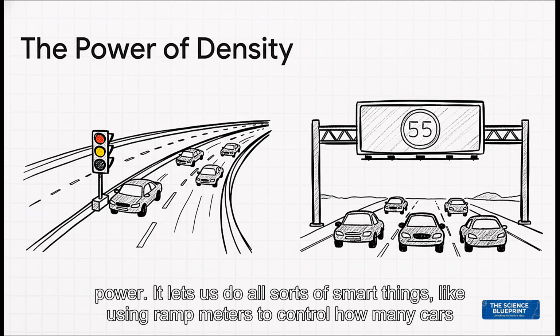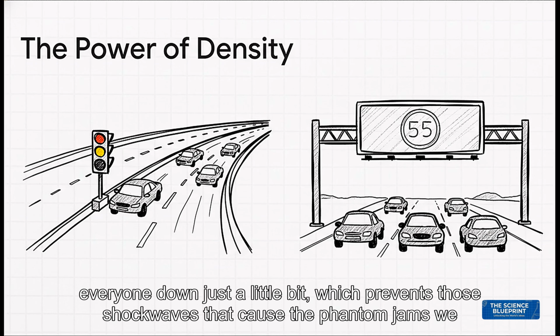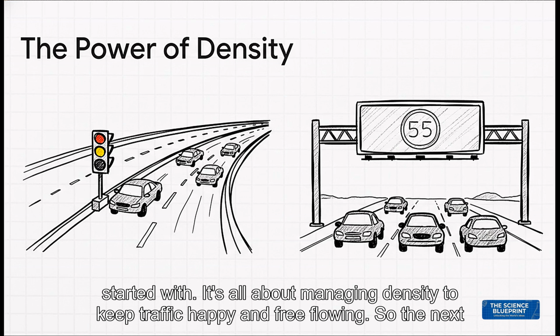It lets us do all sorts of smart things, like using ramp meters to control how many cars get on the highway to keep it out of that danger zone, or using variable speed limits to slow everyone down just a little bit, which prevents those shockwaves that cause the phantom jams we started with. It's all about managing density to keep traffic happy and free-flowing.